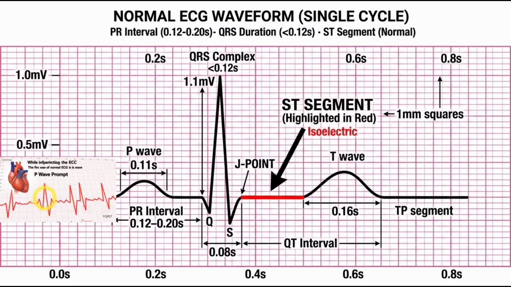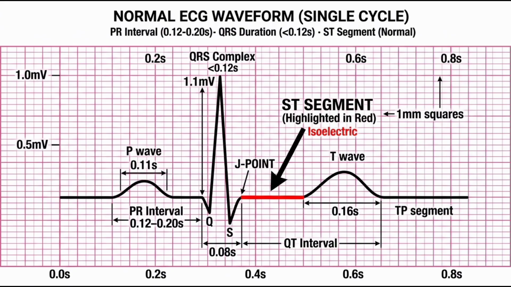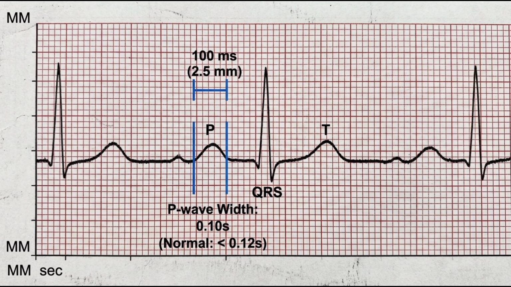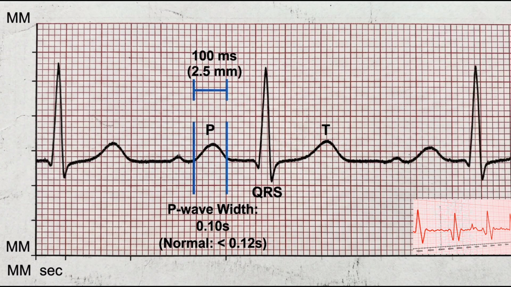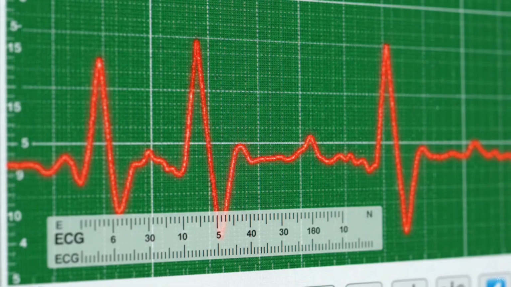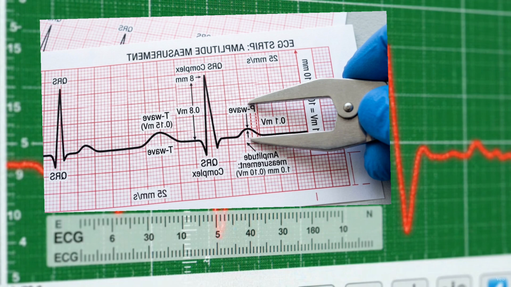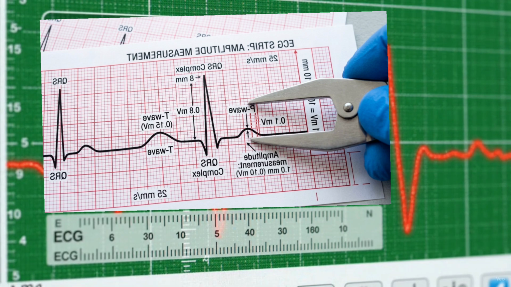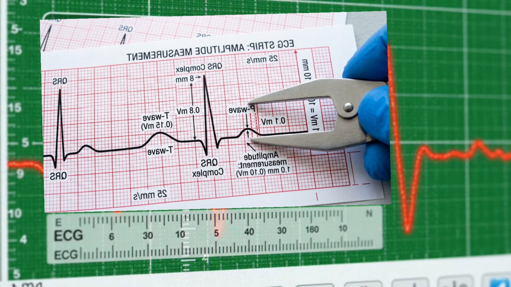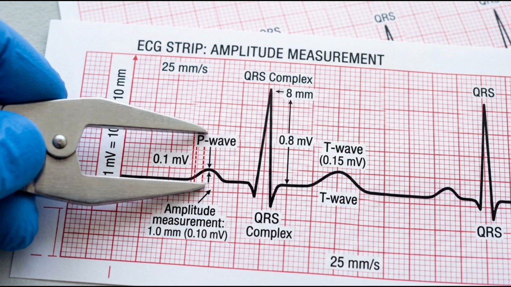While watching the ECG strip, the first wave of a normal ECG is the P wave. What is the normal P wave duration? So here is the answer. The normal P wave duration is less than 120 milliseconds. What do you think? What is the normal amplitude of P waves? Here is the answer. The P wave amplitude is normally less than 2.5 millimeters in limb leads.